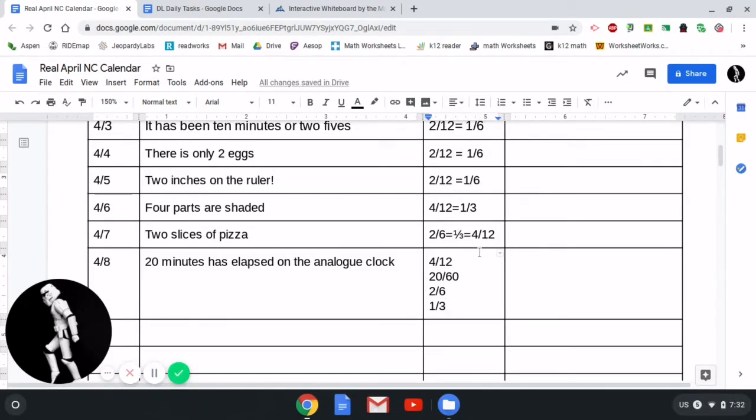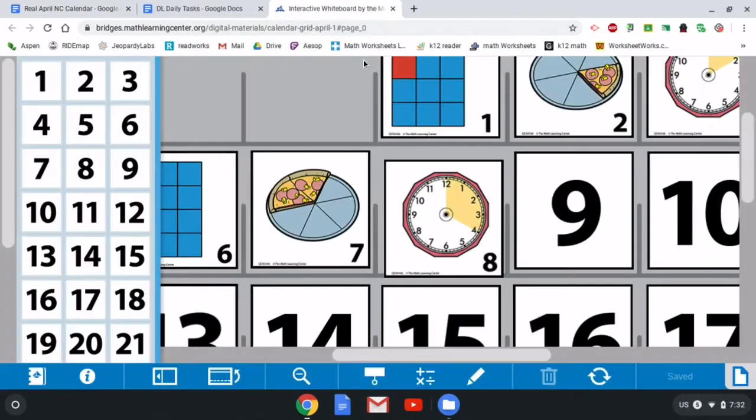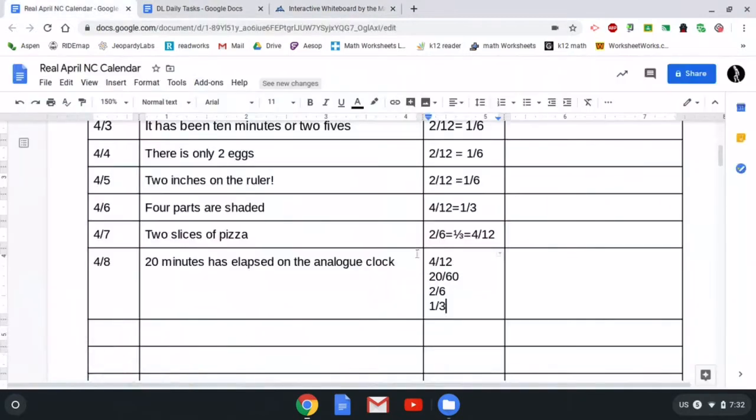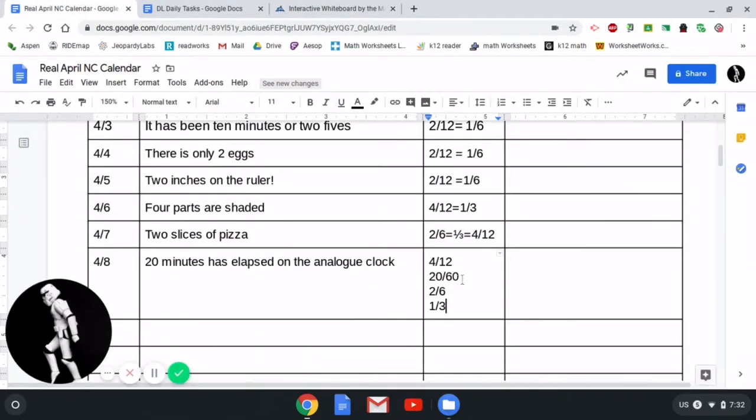I want us to make sure that we take some time to look at here. Now, 4/12 is equivalent to 20/60ths, which is equivalent to 2/6, which is equivalent to 1/3. 4/12, there are 12 hours on that clock. The 4 of them are shaded, so that is 4 out of 12. If you look at it, you can see it is 4 out of 12. So that's the first fraction there, which is equivalent to 20/60ths because it is 20 minutes out of 60 minutes.